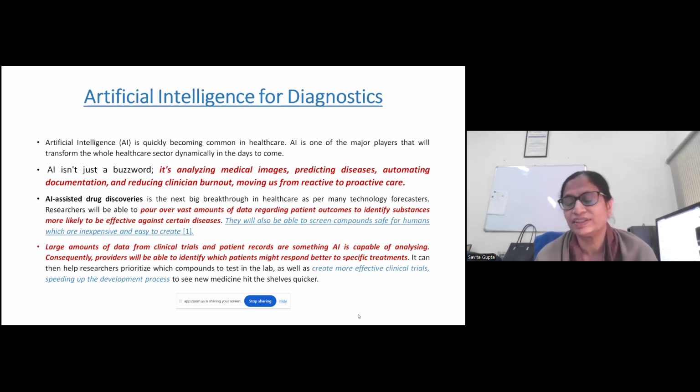What is artificial intelligence? Everybody knows it is not only a buzzword. It has many capabilities. It can analyze medical images, predict diseases, automate documentation, and reduce clinical burnout. That's why we say healthcare is moving from reactive to proactive. Earlier, we used to visit the doctor only when we were having problems. Now, being proactive means we are trying to prevent diseases. How is it happening? Because we have a lot of patient data regarding patient outcomes, researchers can feed this data to the AI.